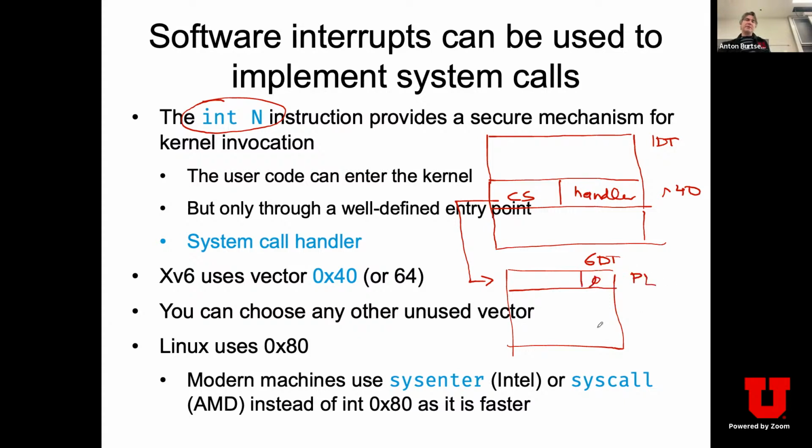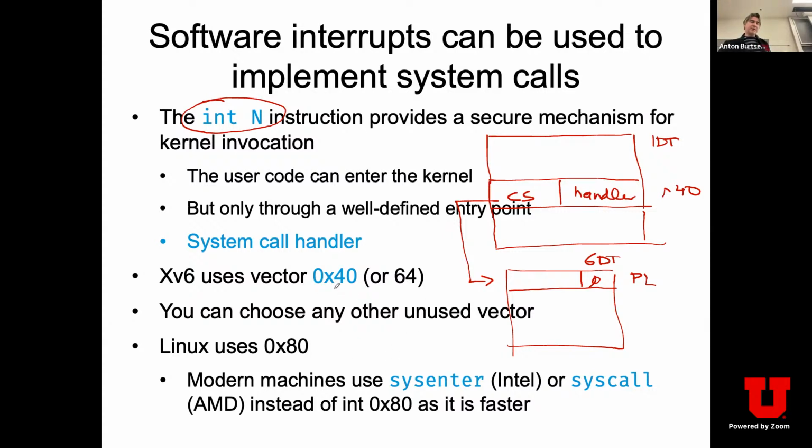So privilege level 0. So even if you are running at privilege level 3, you say invoke int 64, the machine will choose a new code segment which has privilege level 0, right? So you switch the privilege level. I wanted to make sure that we still remember it, right? Okay.